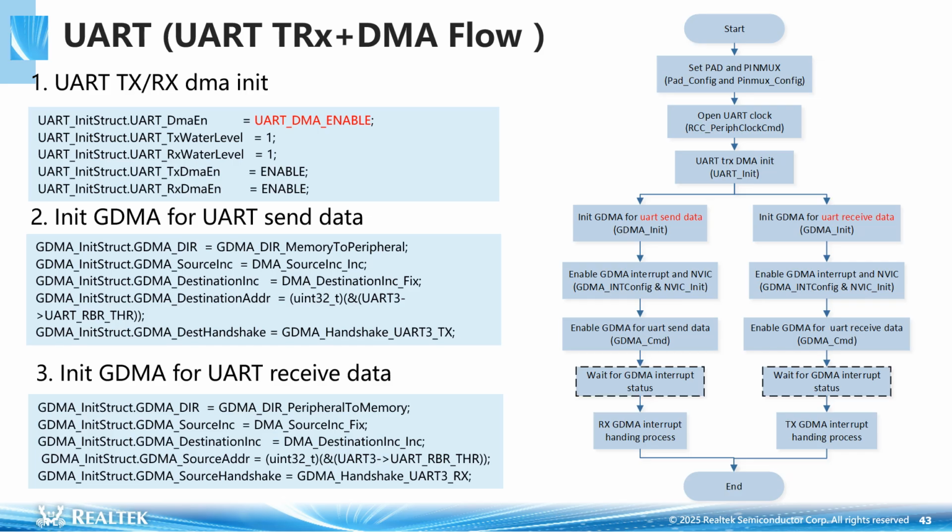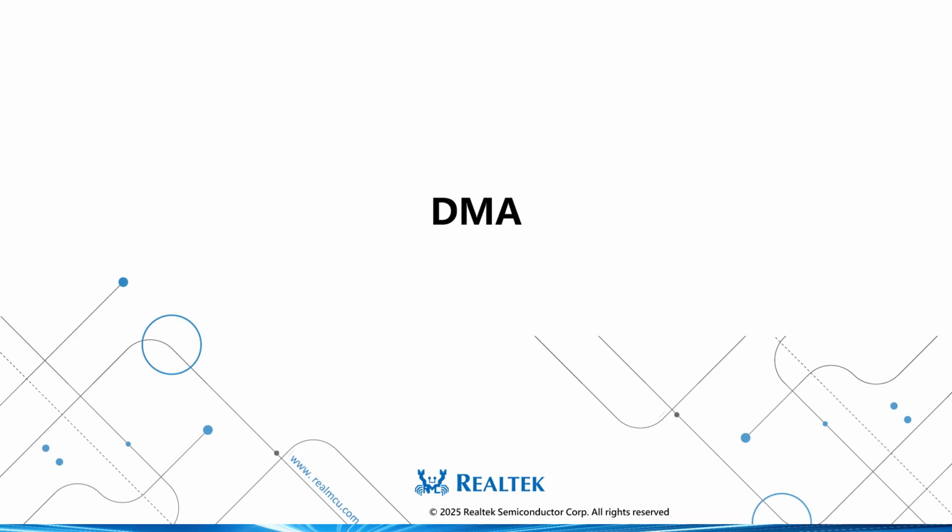If you want to use DMA with UART for data transmission, you need to enable DMA in the UART initialization structure, and then initialize the DMA configuration according to your requirements. Next, we will introduce DMA.